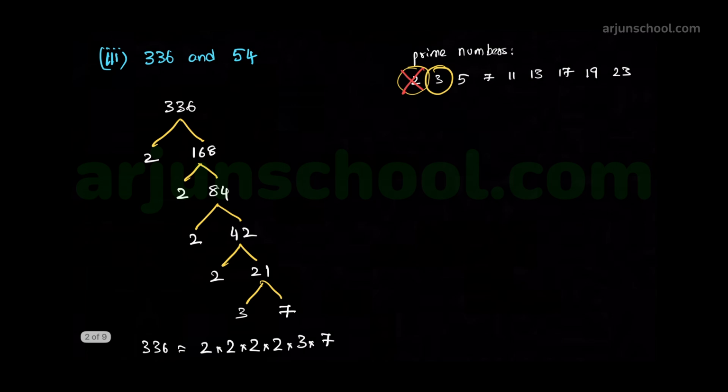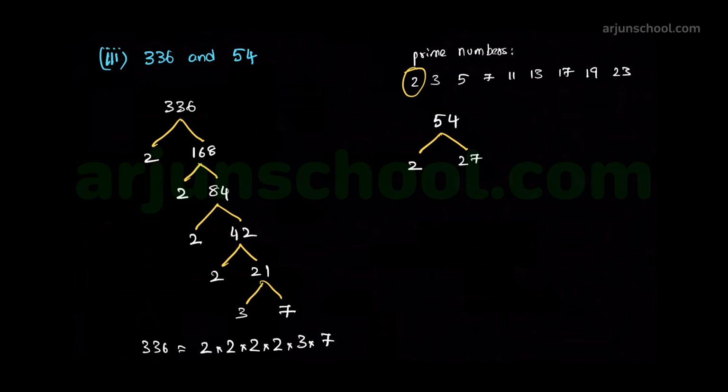336 is equal to 2 times 2 times 2 times 2 times 3 times 7. All the 2's can be written as 2 power 4. And we have 3 times 7. Therefore 336 is equal to 2 power 4 into 3 into 7. Now let us do the prime factorization of 54. Start checking the divisibility by the first prime number 2. 54 is an even number, therefore it is divisible by 2. 54 divided by 2 is equal to 27.